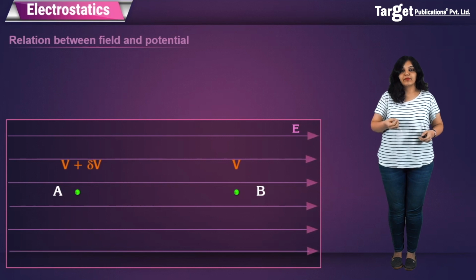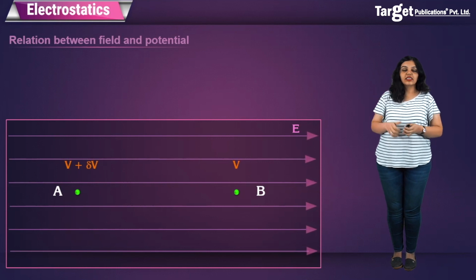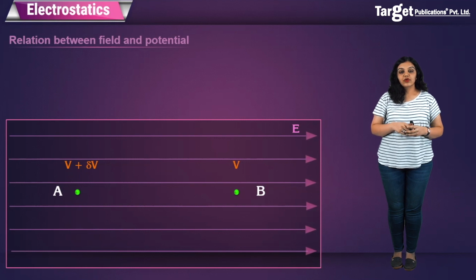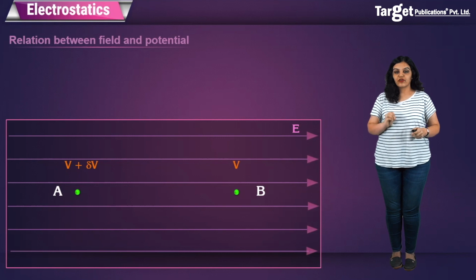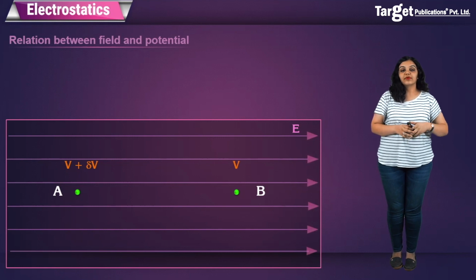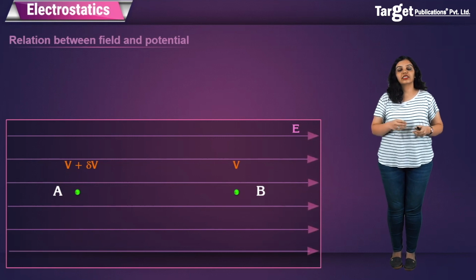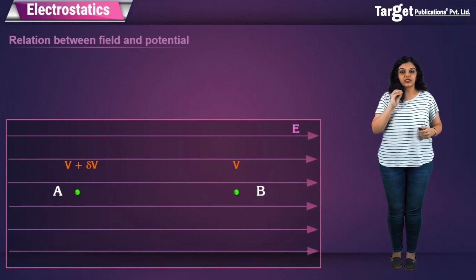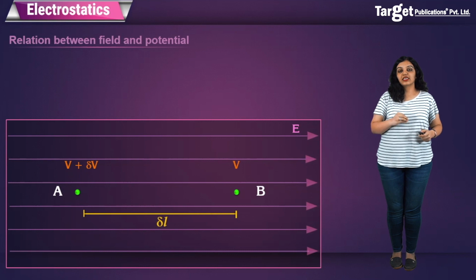We have 2 points A and B, and the potential values at these 2 points are V and V plus del V. So here you can see that there is a change in the potential in the direction of the electric field. So we see that the potential at A is V plus del V and the potential at B is V. Now what I'm going to do is take a unit test positive charge and move it in the direction from B to A. The perpendicular distance between these 2 points is del L.